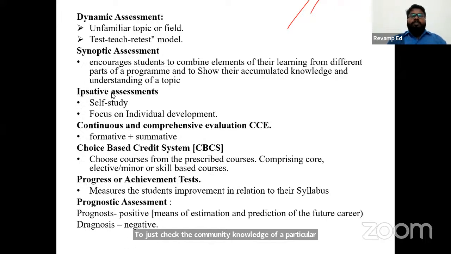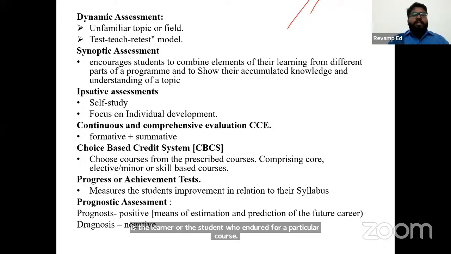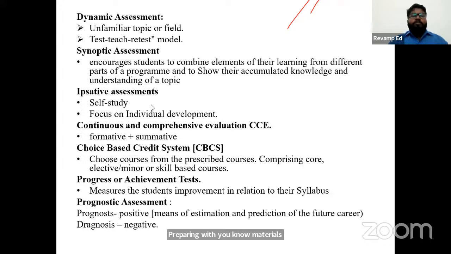You can see that there is also self-study assessment. Self study is when we have online distance courses or regular distance courses. In that, nobody teaches the students. It is the learner who enrolled for a particular course, preparing with whatever material is given. For example, we have IGNOU, Indira Gandhi National Open University. They provide materials and books, as does any other university that provides material to students.